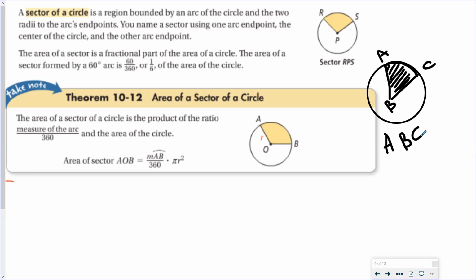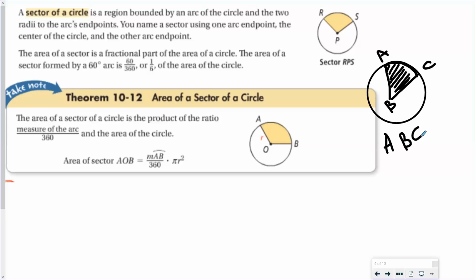Now, as we said yesterday, an arc is a part of the distance around a circle. And here also the sector is a part of a circle. So if I want to find the area of this sector, I need to find the ratio of this sector to the circle. Is it half of the circle? Is it a fourth of the circle? Times the area of the circle.